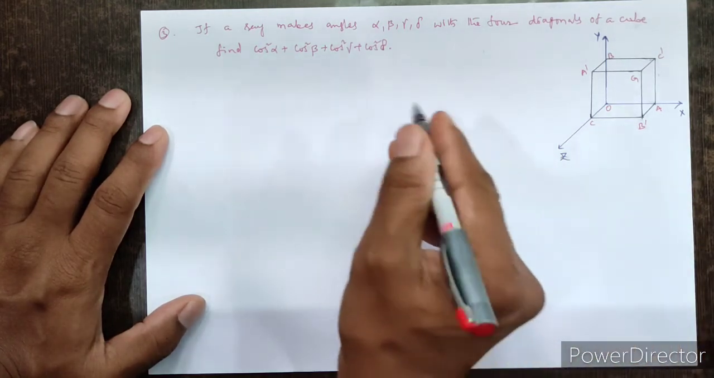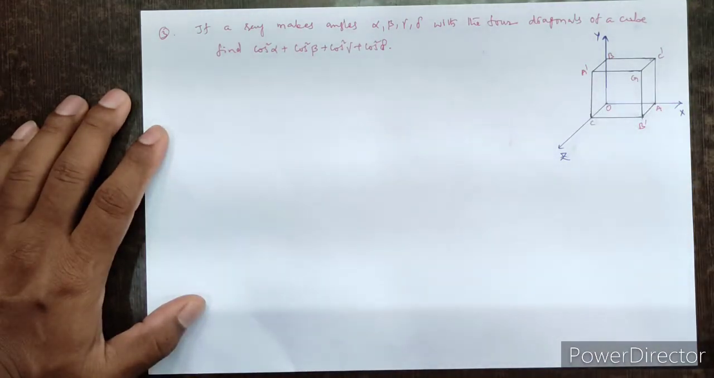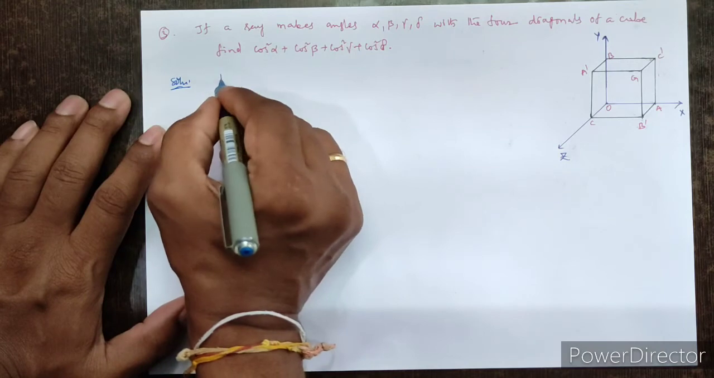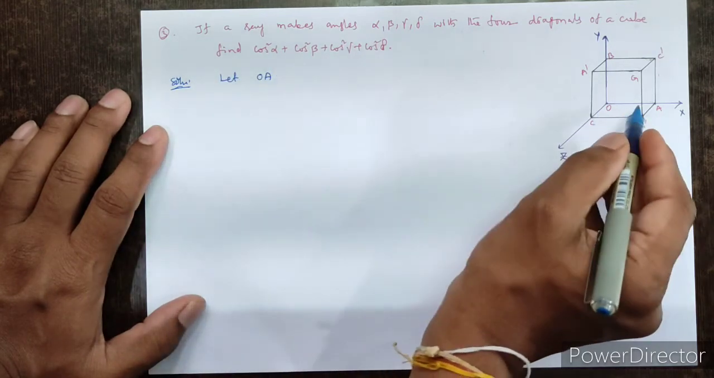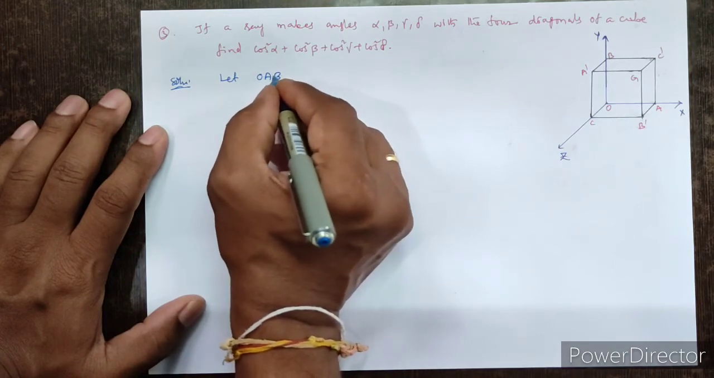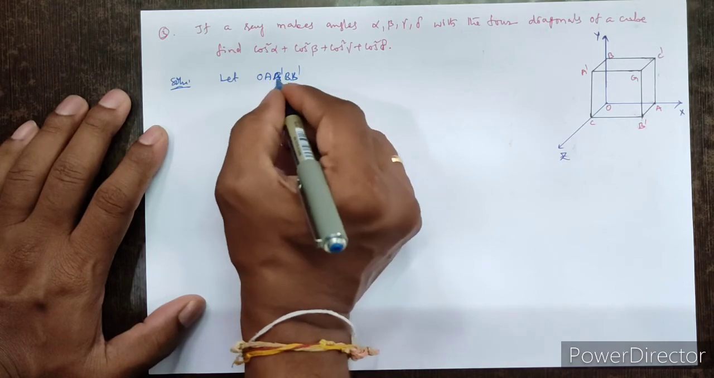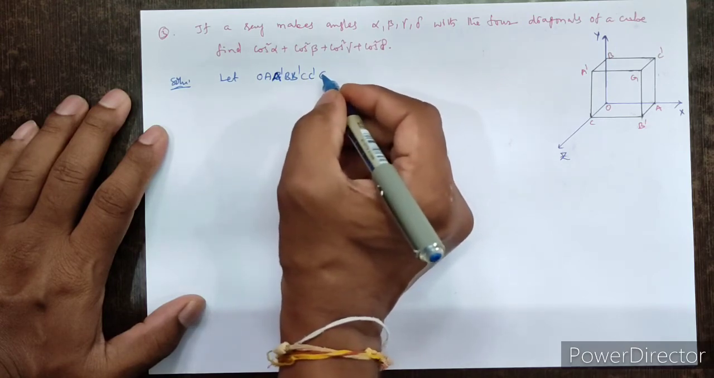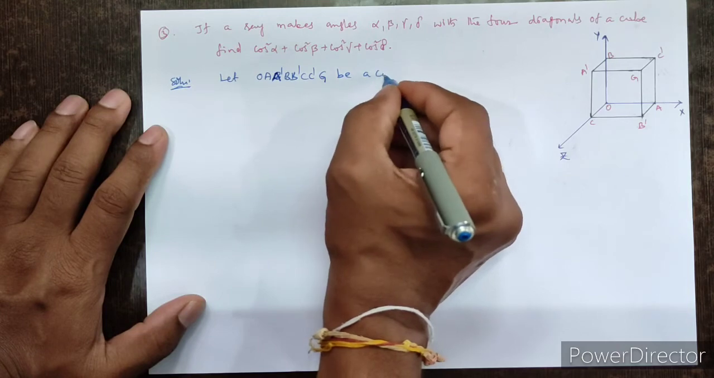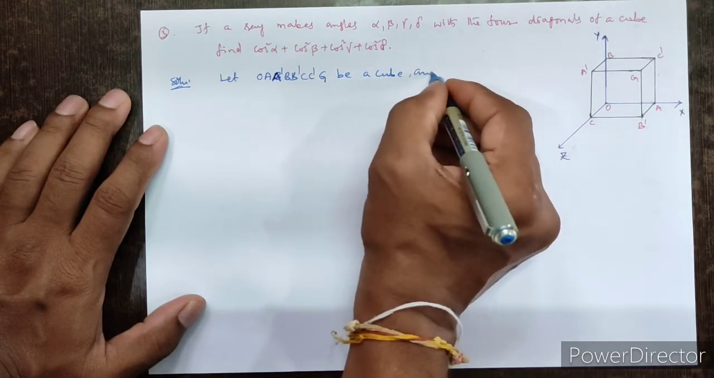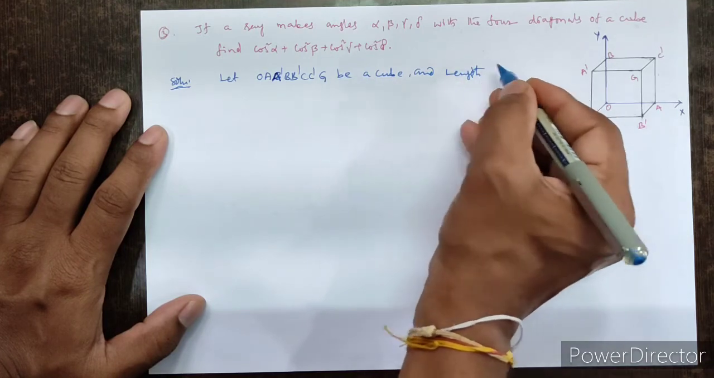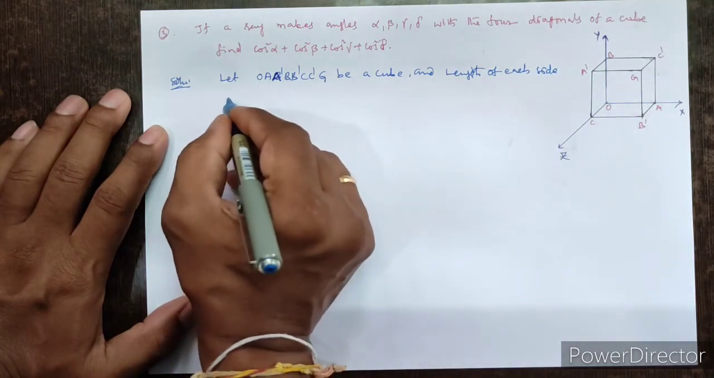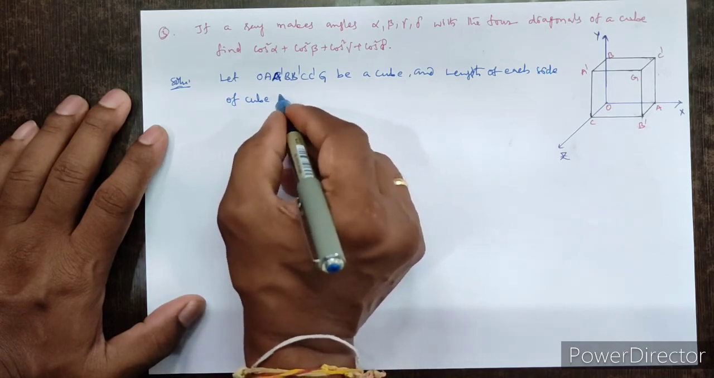So let us come to the solution. Let OA B B dash, OA dash B B dash C C dash G be a cube, and the length of each side of the cube is 1 unit.